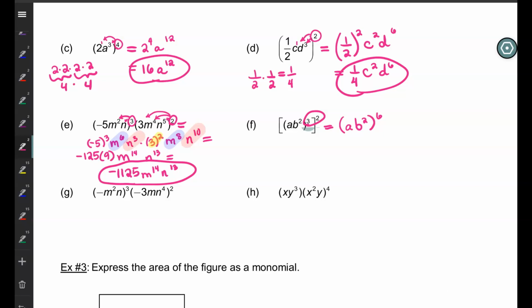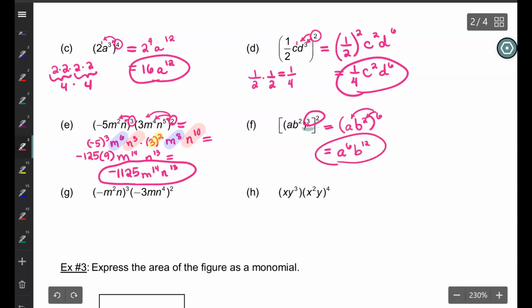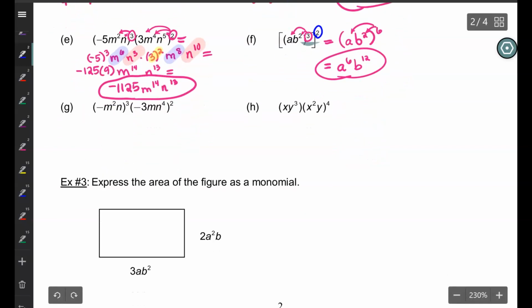And now we can distribute the exponent. So we're going to do a to the 6th and then b to the 12th. Now that's not the only way you can do it, just so you know. You could do the 3 first, multiply that to each of these parts, and then take the 2 and then multiply that to the result. You'll get the same answer, a to the 6th, b to the 12th.